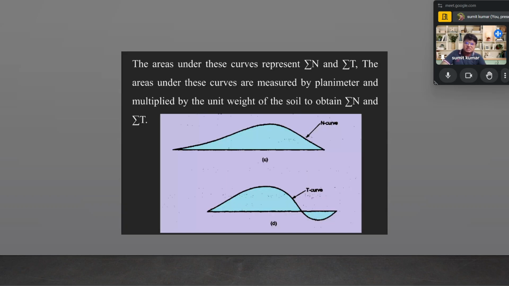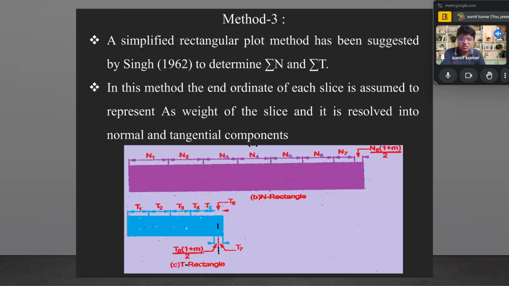Over here it is visible, but the previous method is easier and mostly used. So the area under these curves represents the summation of n and the summation of t respectively. The area under these curves is measured by a planimeter and multiplied by the unit weight of the soil, which I have already said, to find the summation of n and the summation of t. But this method is not too popular as I see. The previous method, method 1, which I have said, is the best method for these calculations.